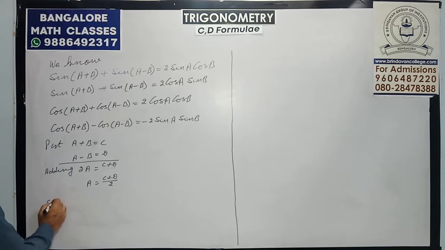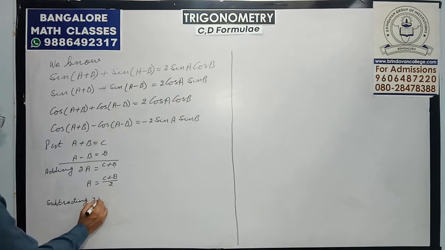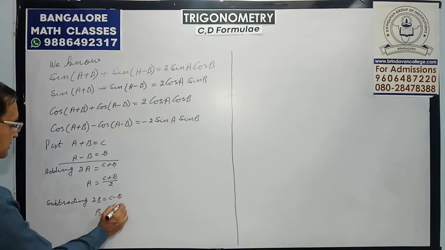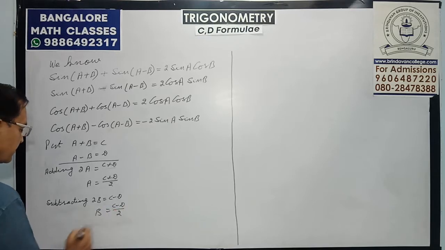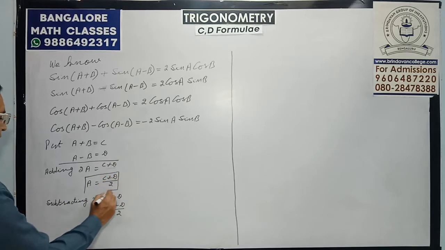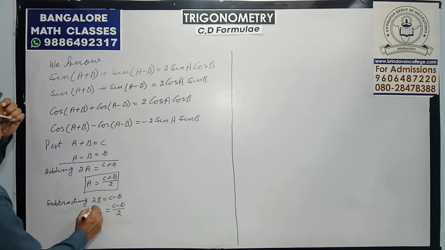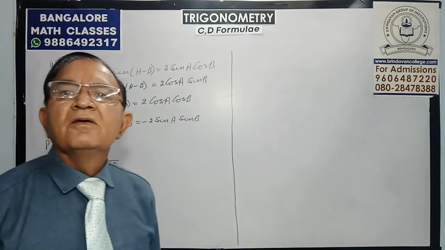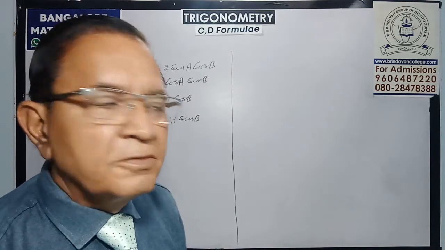Then by subtracting, A we can cancel. 2B equals C minus D. Thus B equals (C minus D) by 2. We have got the value of A and we have got the value of B.